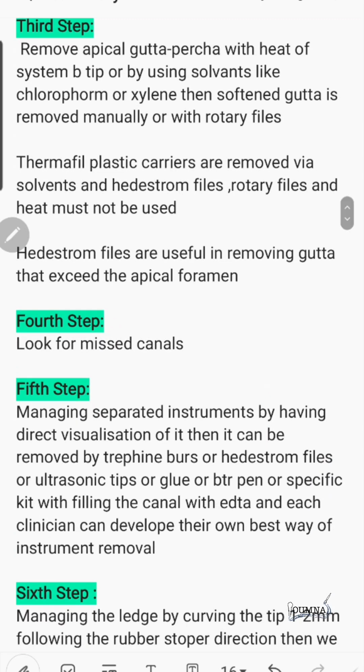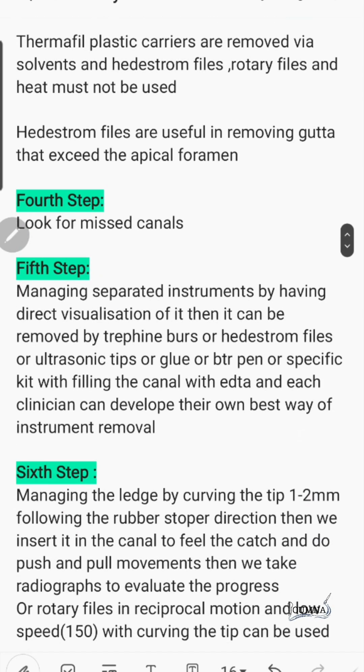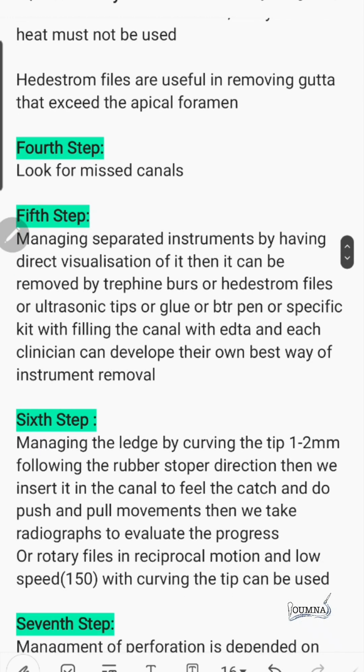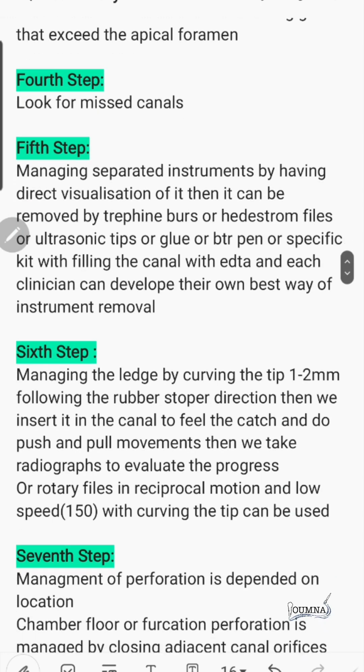The third step is to remove apical gutta-percha with heat of a System B tip or by using solvents like chloroform or Resilon. Then softened gutta-percha is removed manually or with rotary files. The Thermafil plastic carriers are removed via solvents and Hedstrom files. Rotary files and heat must not be used. The Hedstrom files are useful in removing gutta-percha that exceeds the apical foramen.